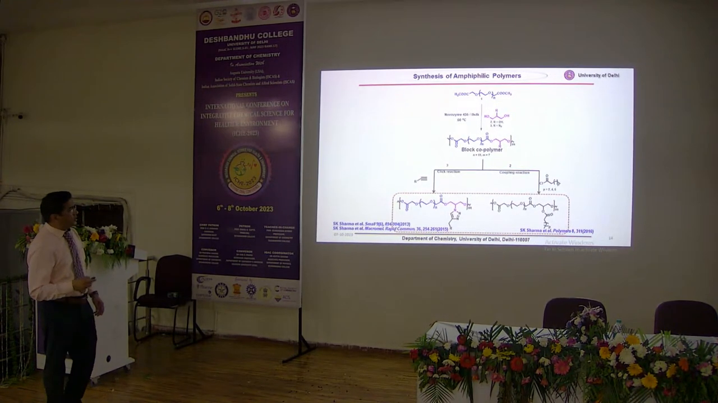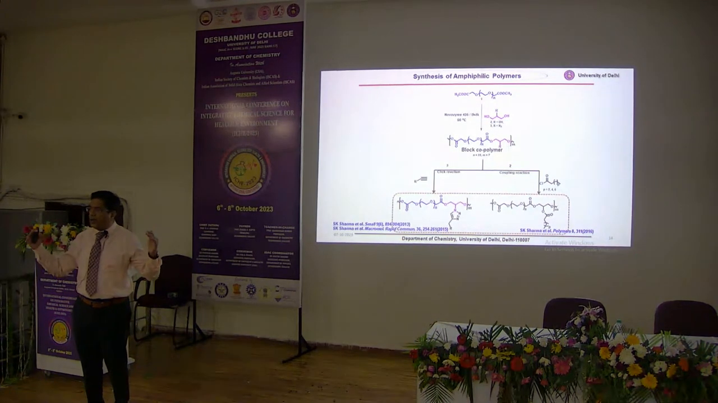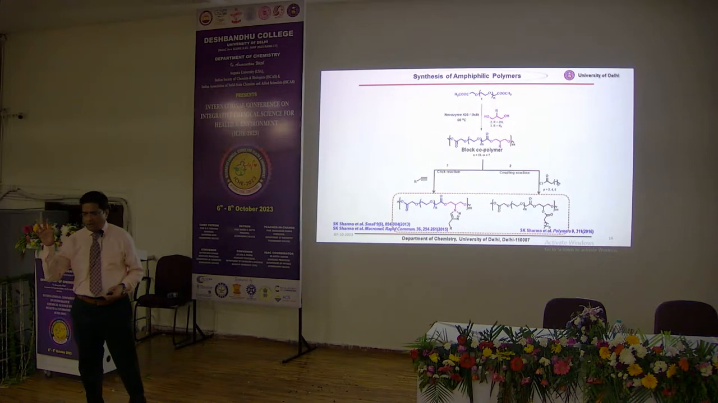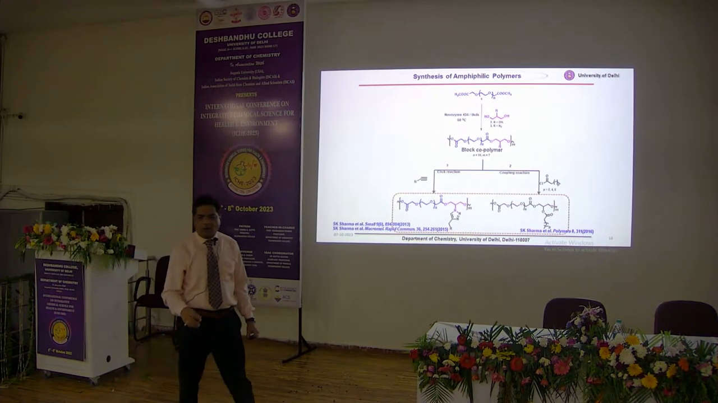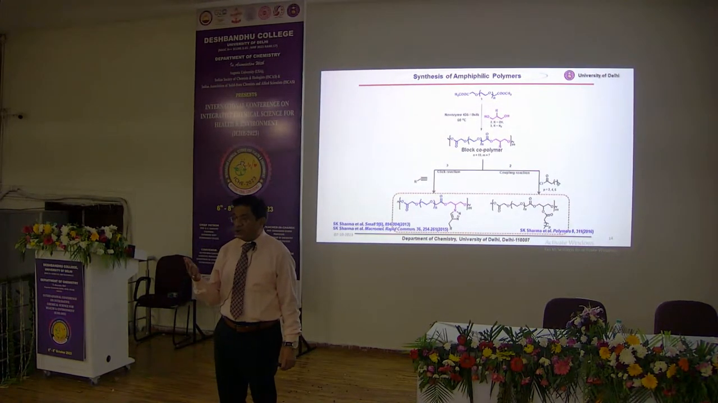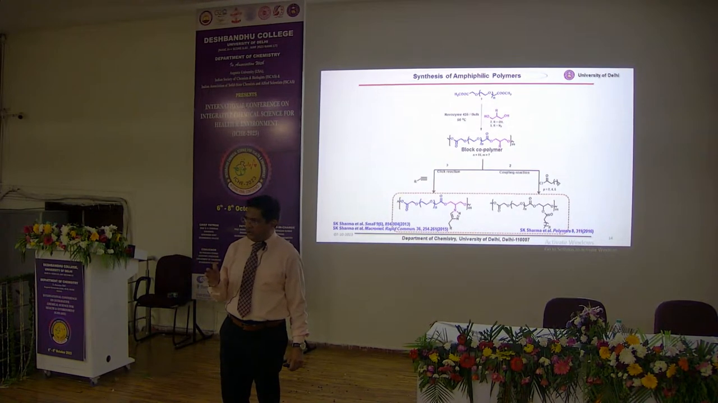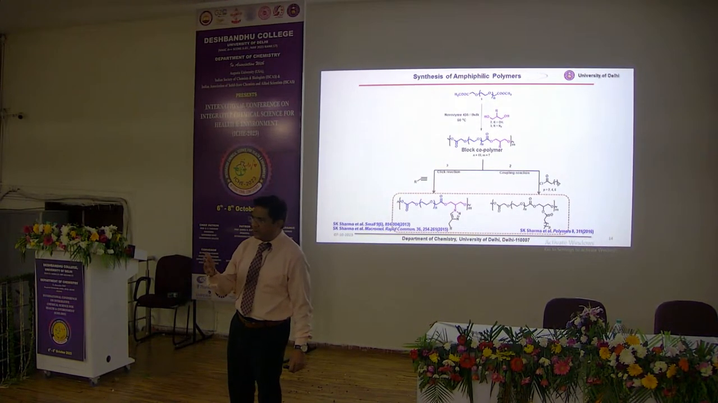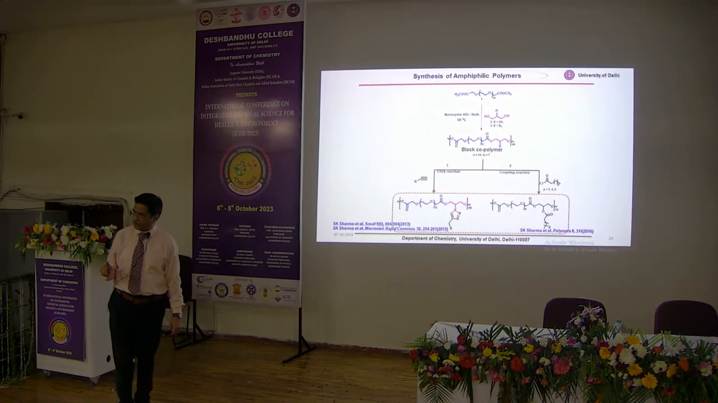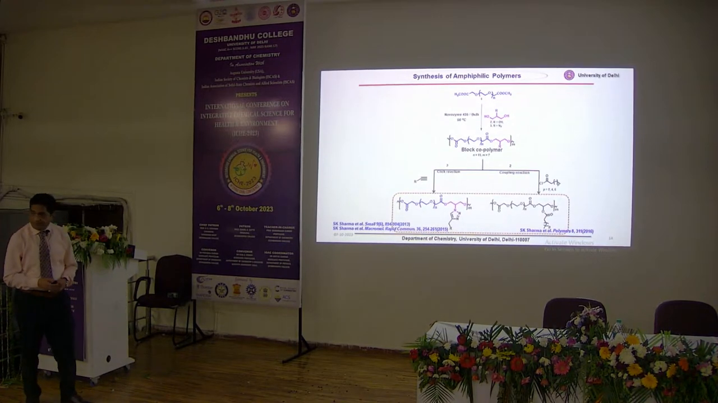N is the degree of polymerization. I mean, how many units, Anji? How do you find out? Oh, okay. The degree of polymerization can be measured by different means. NMR is one, because of end group analysis. And also we can do the GPC, right? Gel permeation chromatography. So these are the two techniques that we frequently use for this. End group by NMR or by GPC, right?